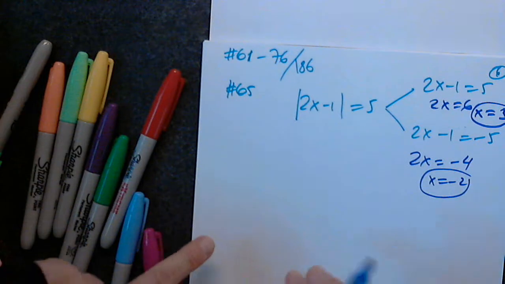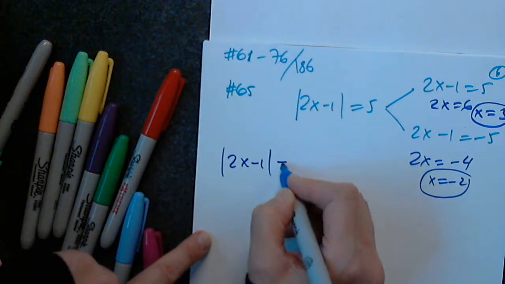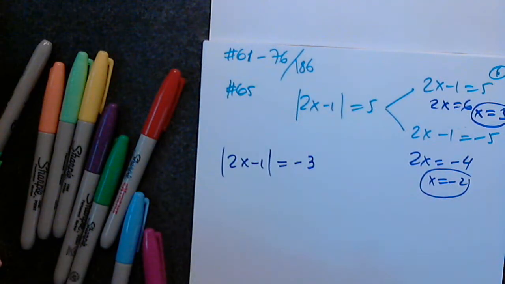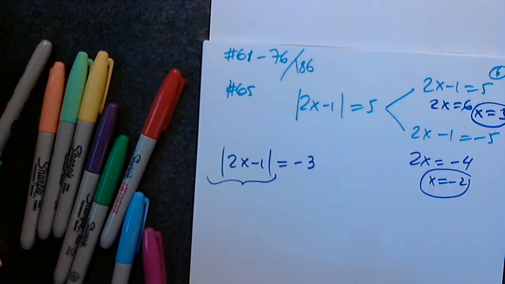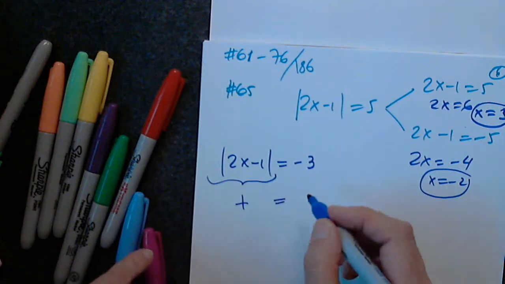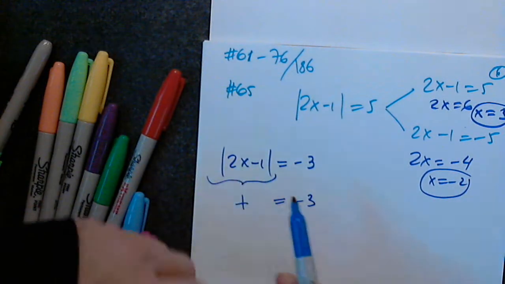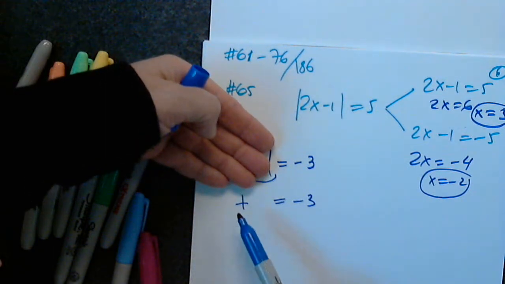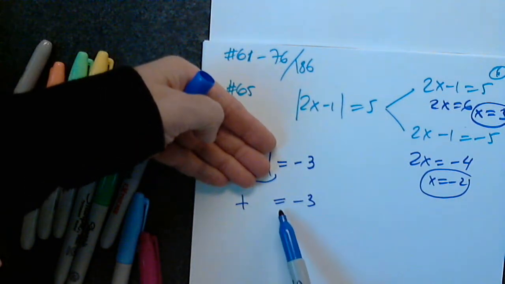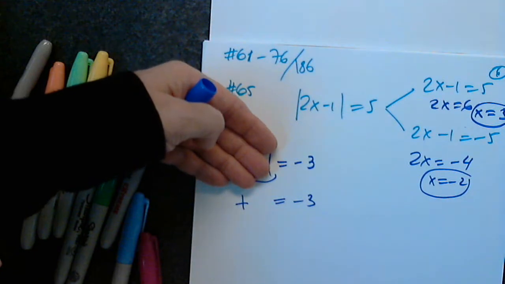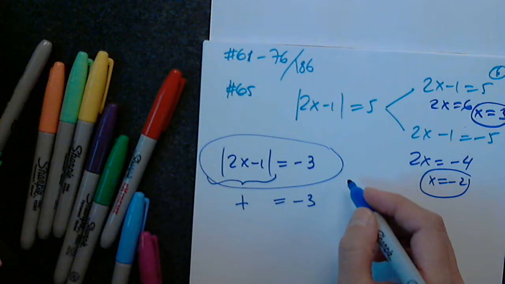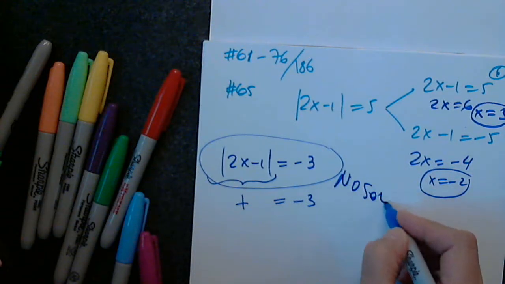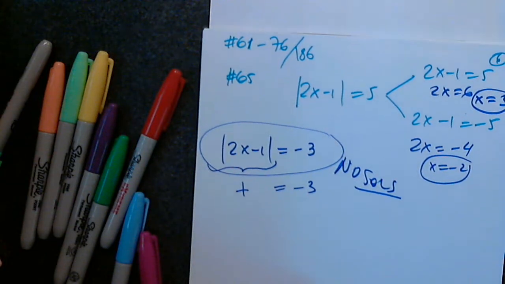Of course, a situation like this, what do you think? What will you say about this equation? What type of number is this always? Positive. Correct. So can you ever find an x that makes this positive and at the same time equal negative 3? No. So what do you conclude about this equation? It has no solution. Excellent, no solutions.